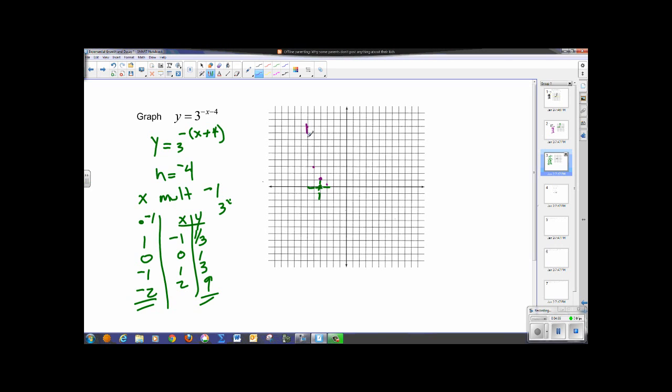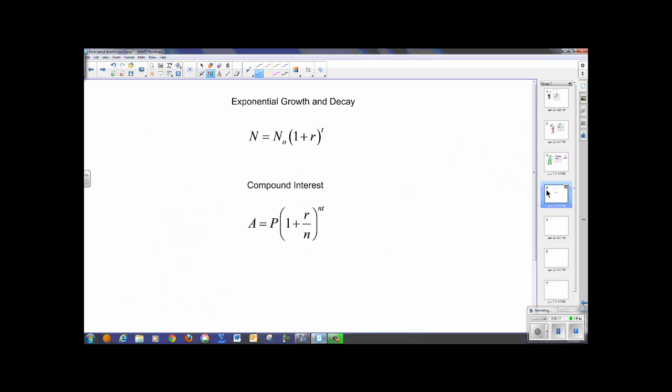Since this is an exponential function and it moves down from left to right, this is called a decay. When it moves up from left to right, it's called a growth. Just an FYI. So now let's look at some of the common application equations that we're going to use.